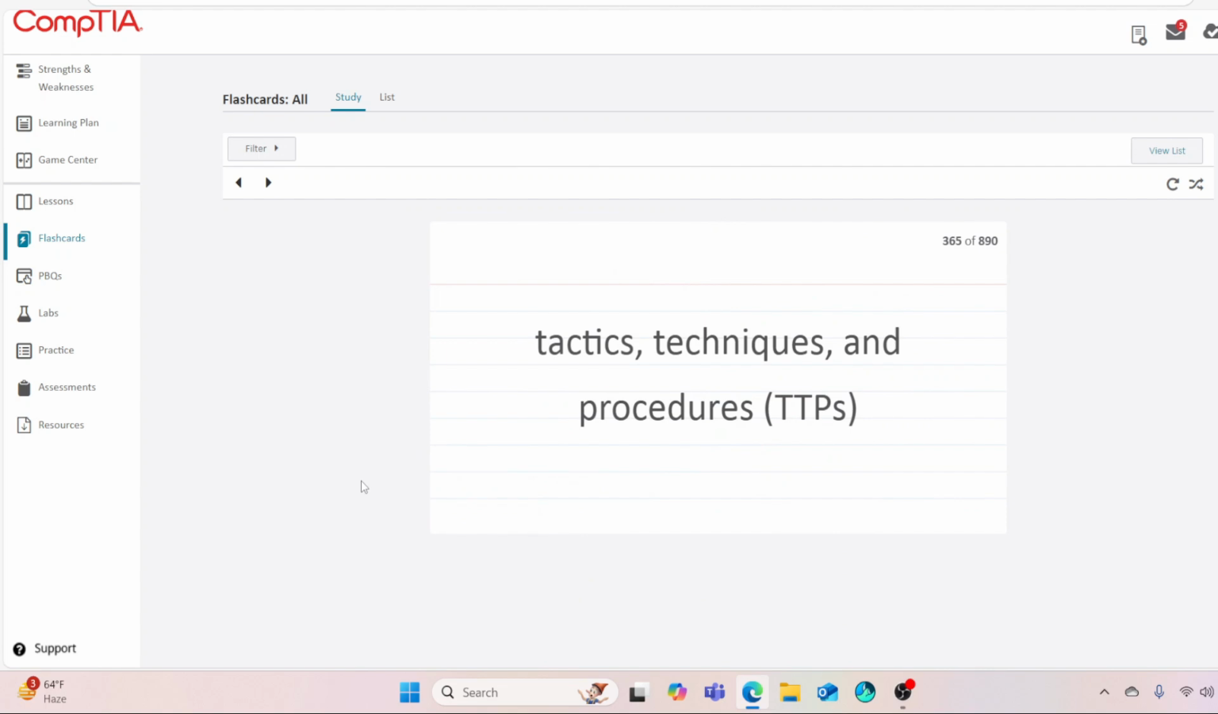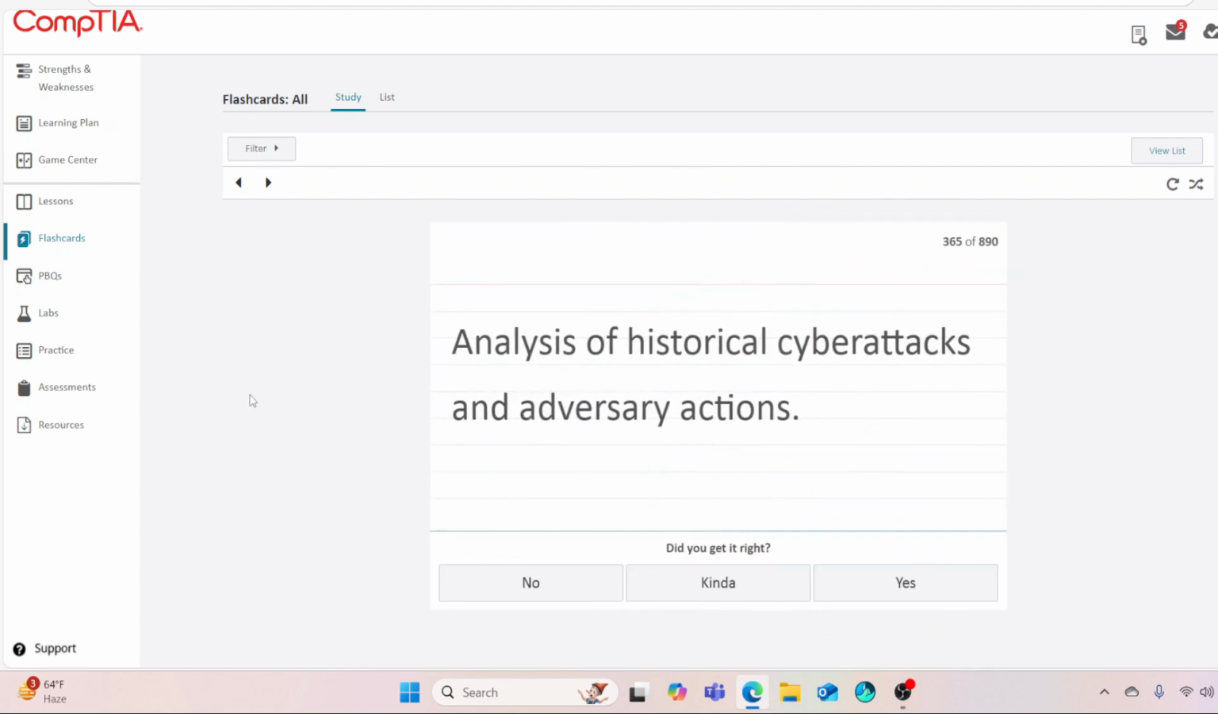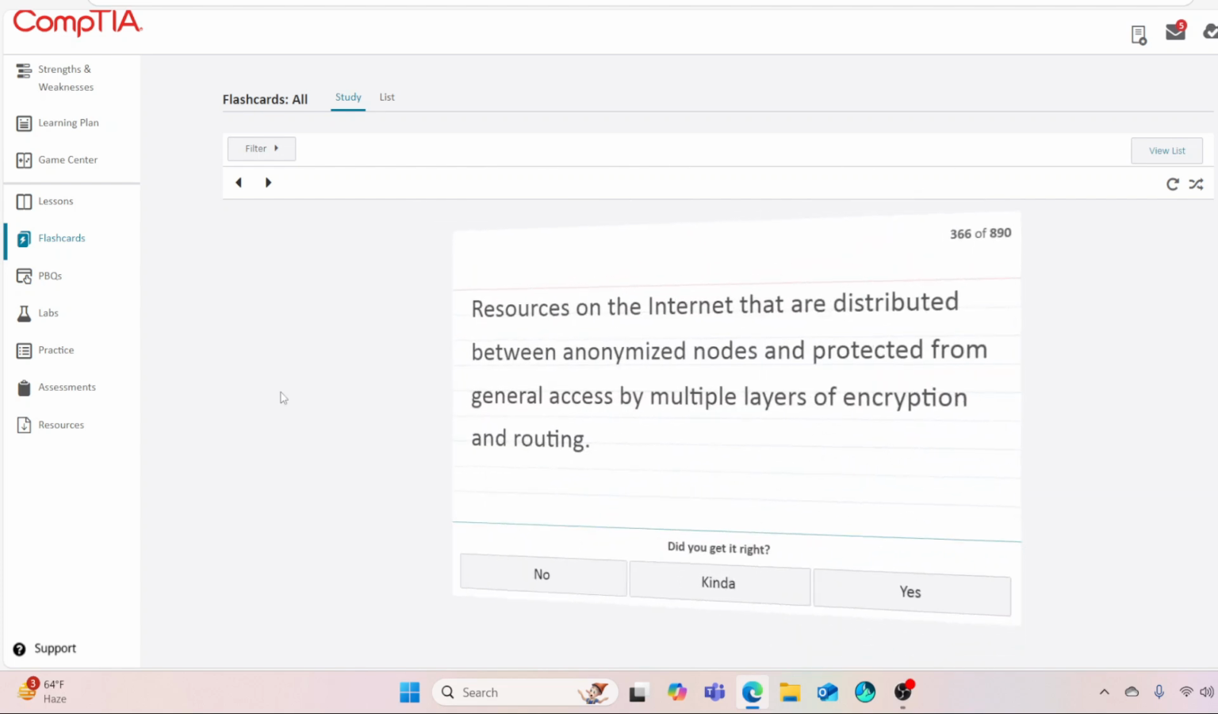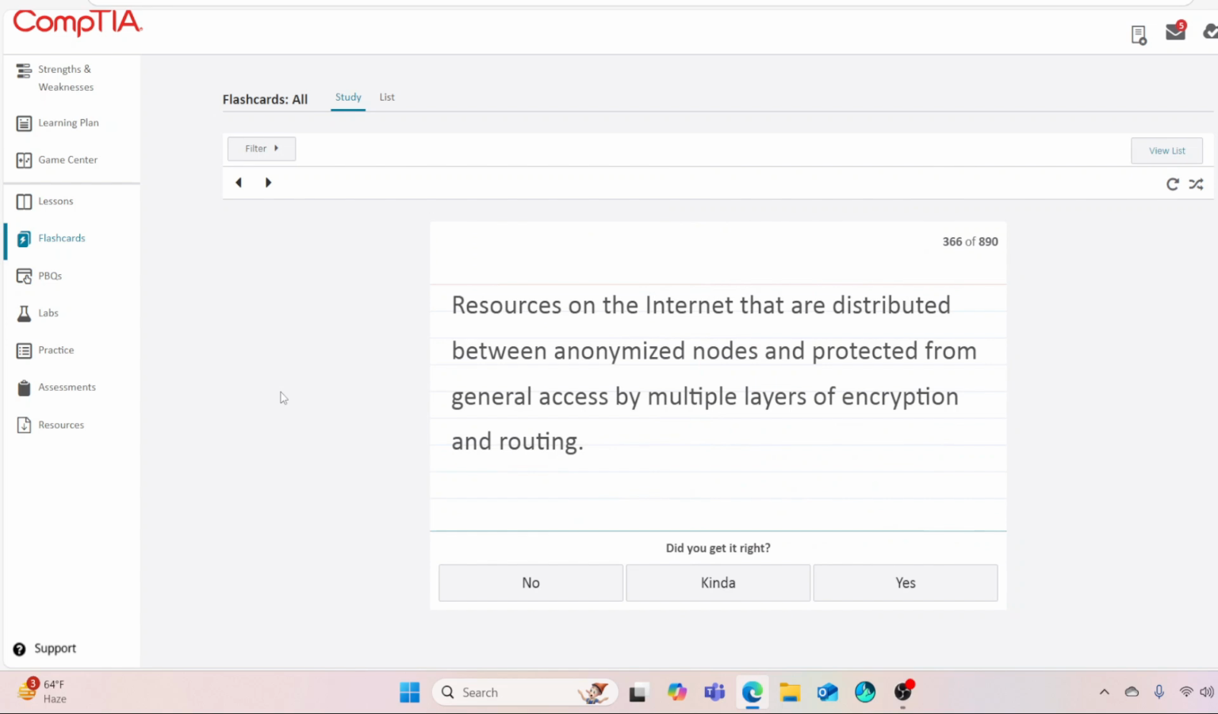Tactics, techniques, and procedures, TTPs. Analysis of historical cyber attacks and adversary actions. Dark web. Resources on the internet that are distributed between anonymized nodes and protected from general access by multiple layers of encryption and routing.